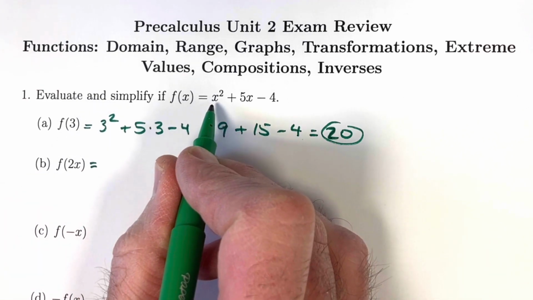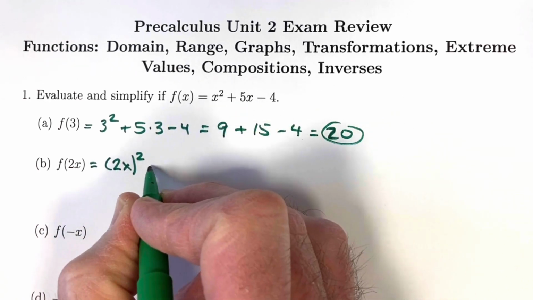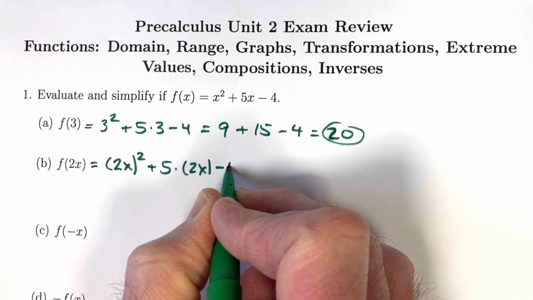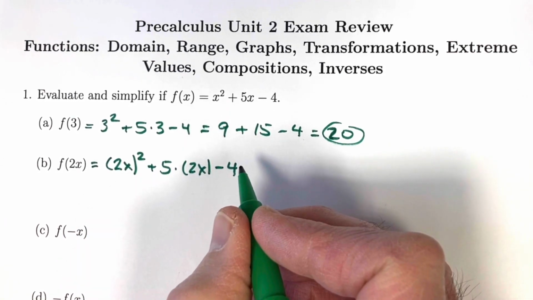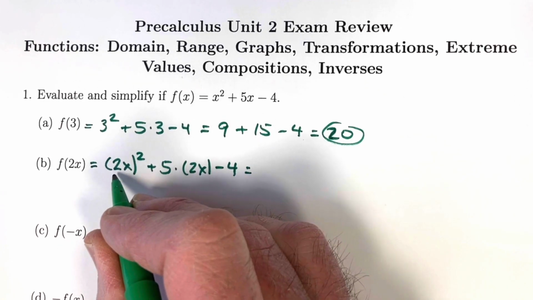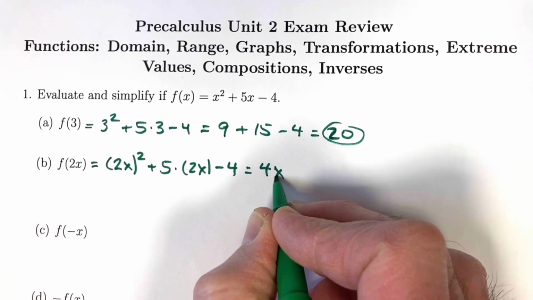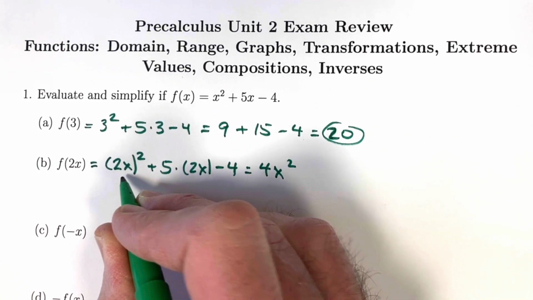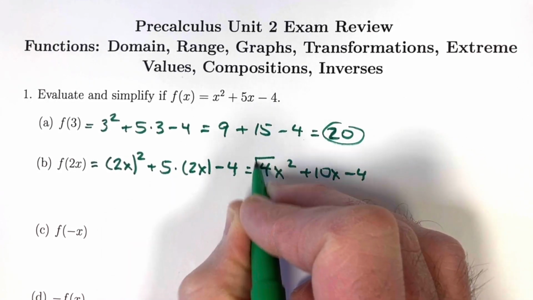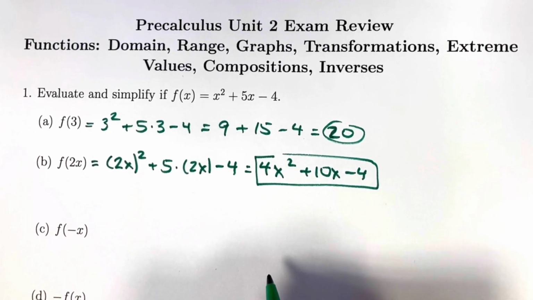So when I see an x squared, I need to do 2x quantity squared. When I see a plus 5x, I need to do 5 times the quantity, 2x, then subtract 4. You need to be very careful in how you do this. 2x quantity squared means 2 squared times x squared. That's a property of exponents. 2 squared is 4, so I get 4x squared for what this simplifies to. 5 times 2x is 10x, and then we have a minus 4. In part B, the answer simplifies to 4x squared plus 10x minus 4.